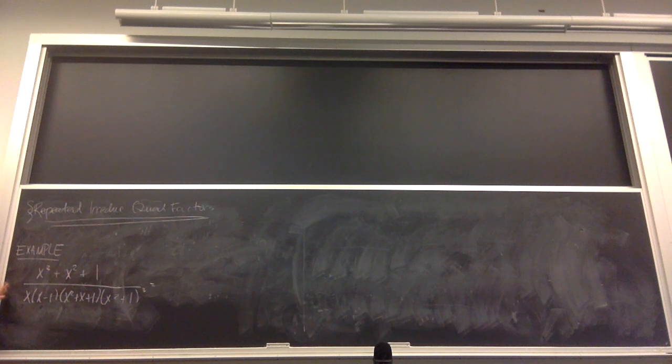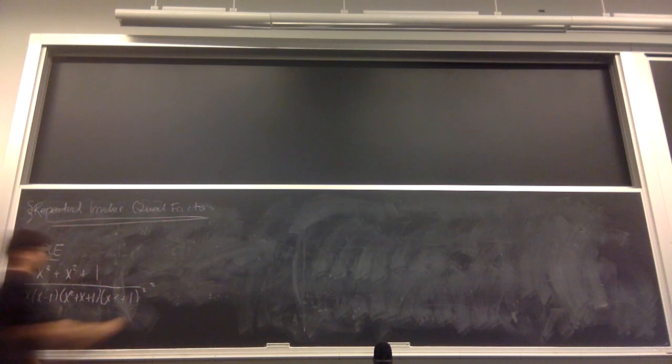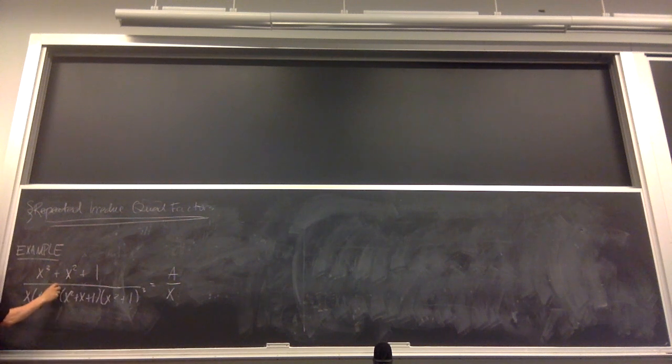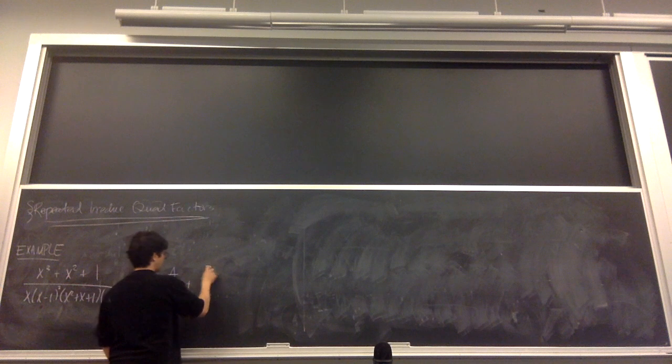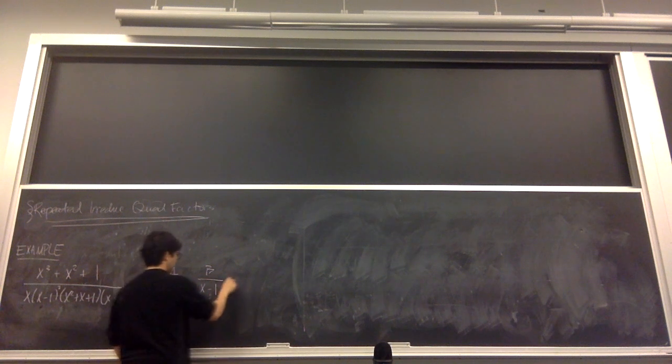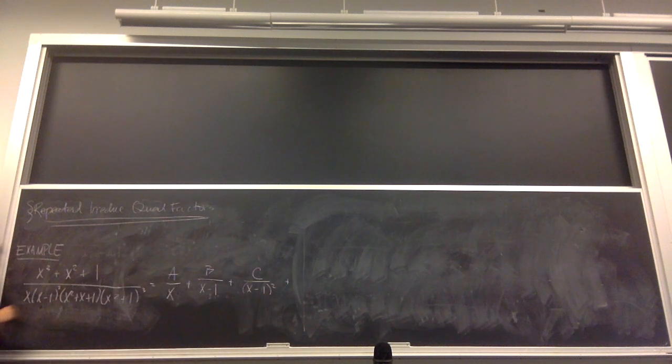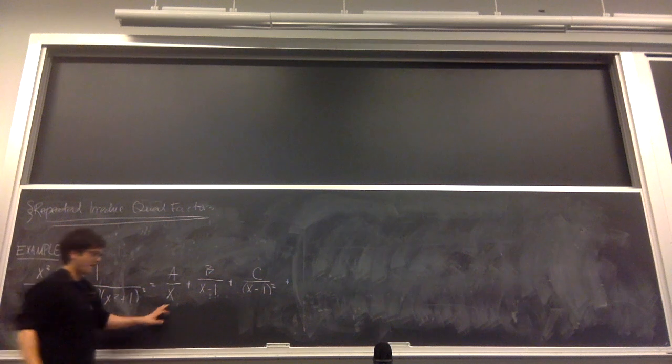Okay, so let's do all the stuff that we know how to do. So what's the first term? A over x. First linear non-repeated. Then what? Actually, let me make this more fun. Let me put a squared here. Plus b over x minus 1. Plus c over x minus 1 squared. Right, so that's a non-repeated linear factor, then a repeated linear factor.